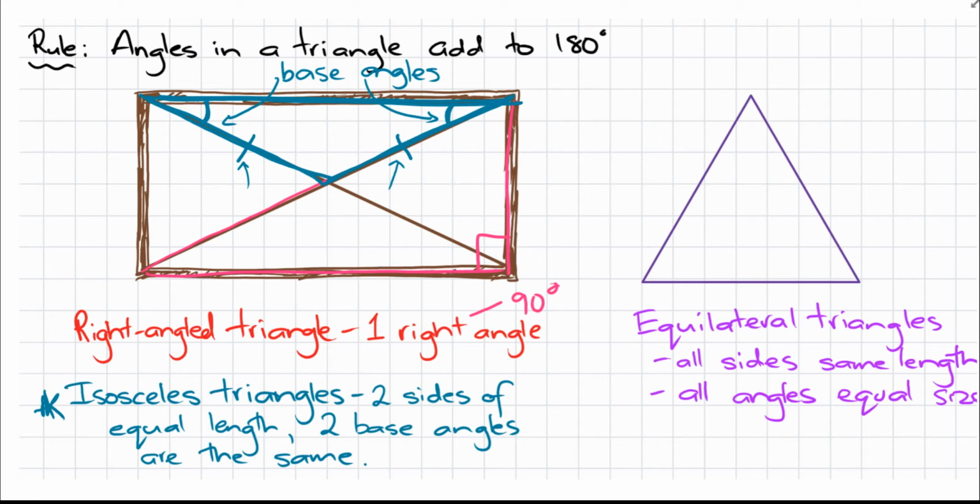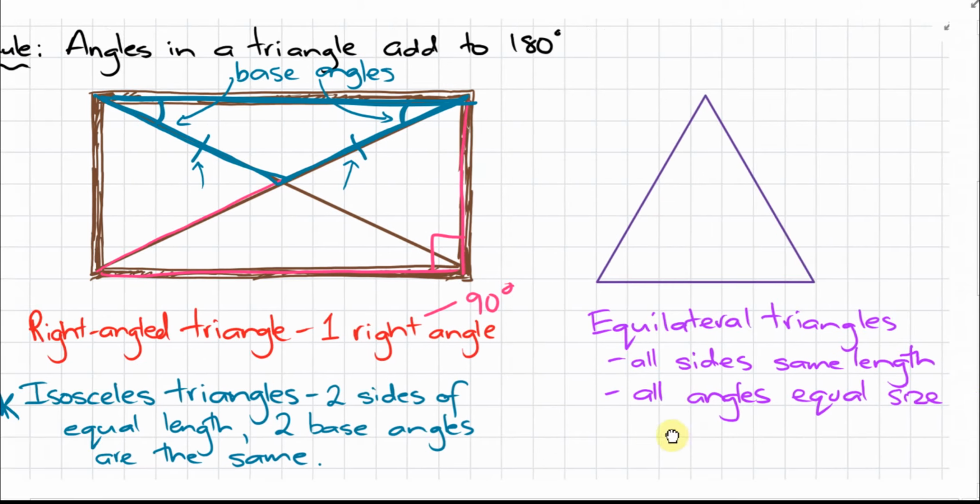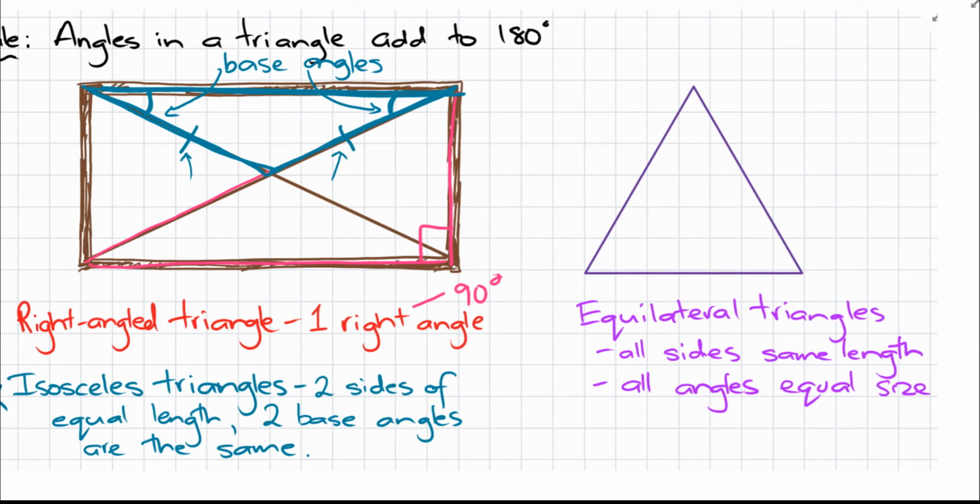Now equilateral triangles are triangles whereby all the sides are of the same length. So we would have this scenario going on. So you'd have these little sticks on each side of the triangle indicating that those three lengths are the same, which means that all the interior angles, so that's called an interior angle, all the interior angles of an equilateral triangle are the same.